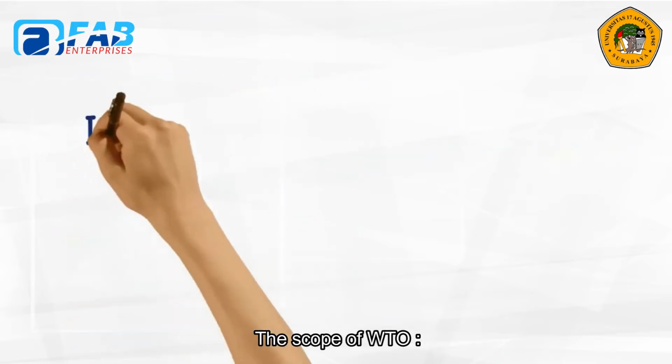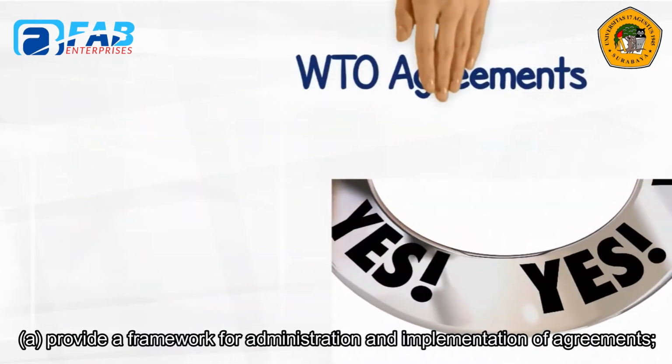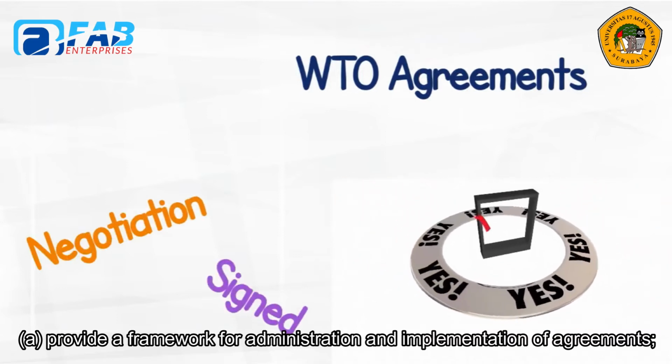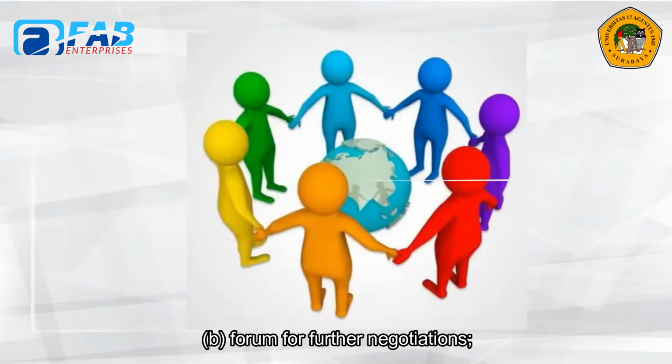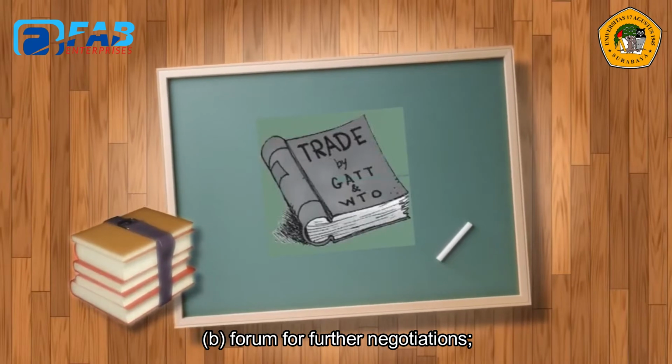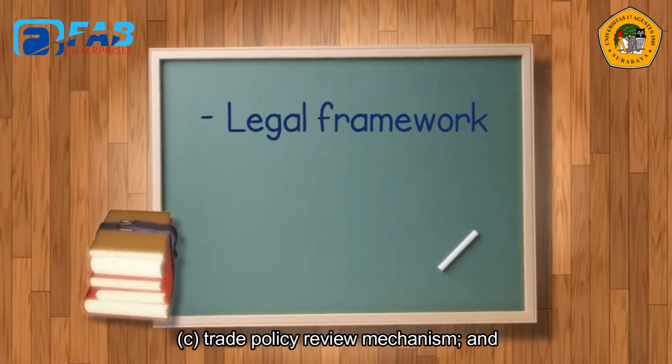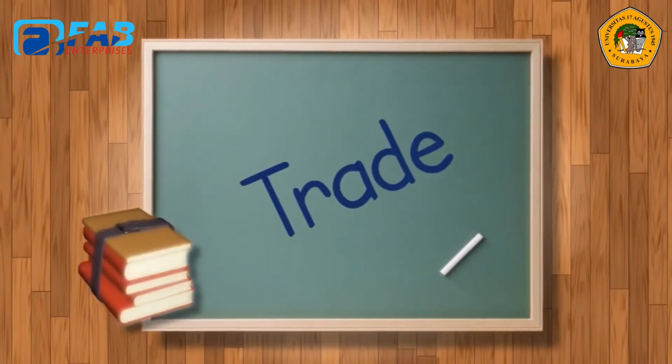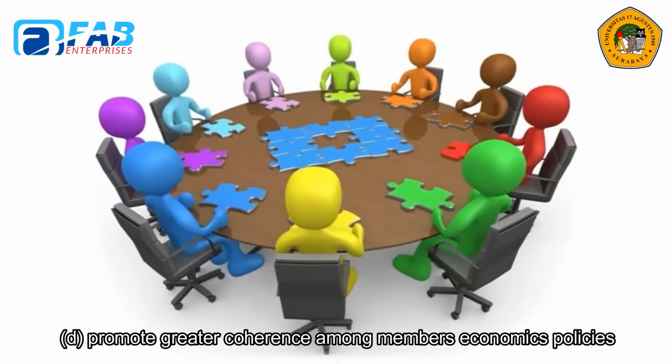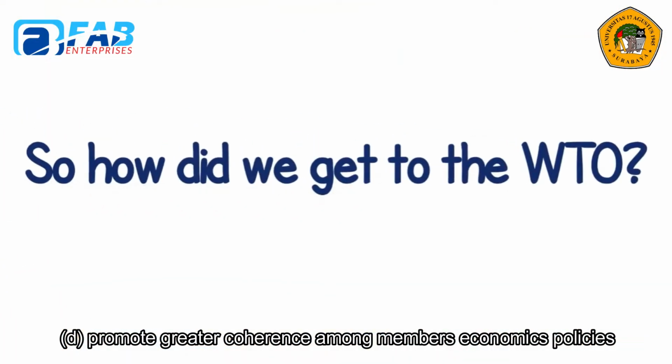The scope of WTO. A. Provide a framework for administration and implementation of agreements. B. Forum for further negotiations. C. Trade policy review mechanism. And D. Promote greater coherence among members' economics policies.